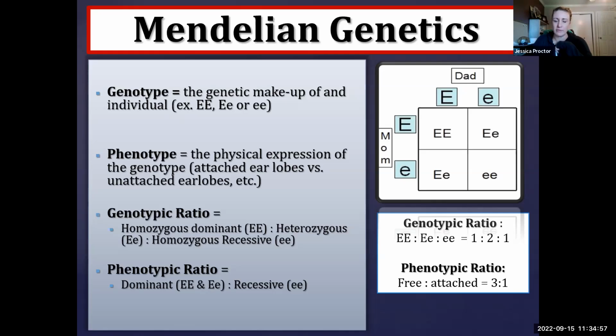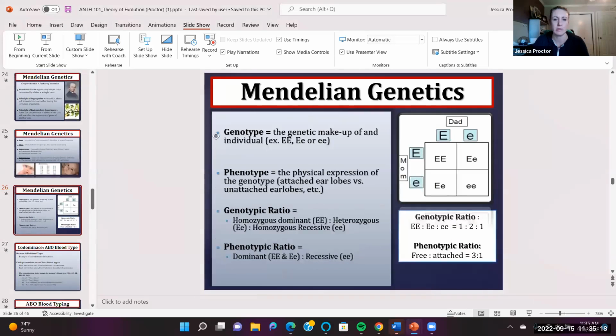So when we're doing these Punnett squares, we're always going to match up the genotypic ratio in a certain way. The genotypic ratio will always be the number of homozygous dominants versus the number of heterozygotes versus the number of homozygous recessives. So in this particular example, let's go back to our whiteboard.